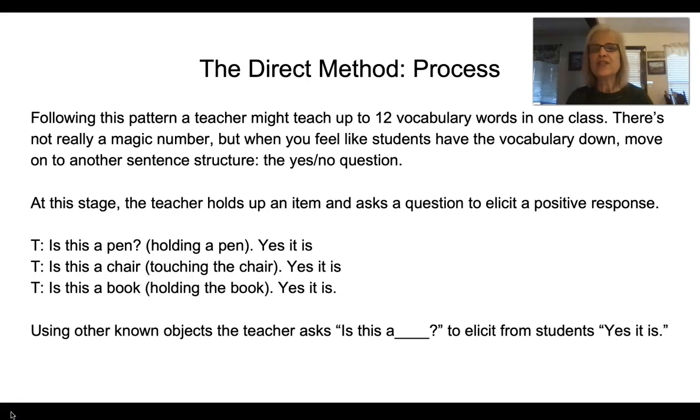Following this pattern, the teacher might teach up to 12 vocabulary words. There's not really a magic number, but when you feel like students have the vocabulary down, you can move on to another sentence structure, the yes-no question. So at this point, the teacher holds up an item and asks a question to elicit a positive response. Is this a chair? Yes, it is. Is this a pen? Yes, it is. Is this a book? Yes, it is.